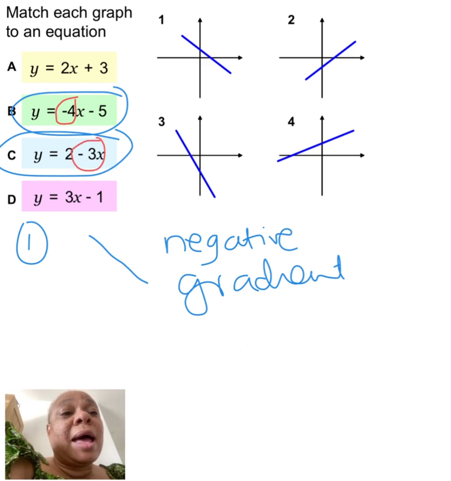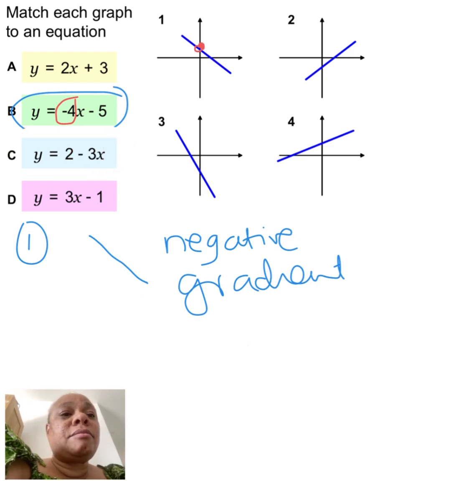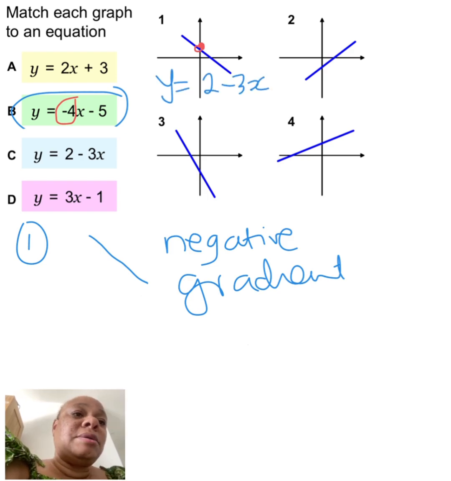Now we need to look at where number one is crossing the y-axis. The y-intercept is right here for number one, and that is positive. So it must be C because we have a positive y-intercept there. So number one is y equals 2 minus 3x. So that's our answer to number one.